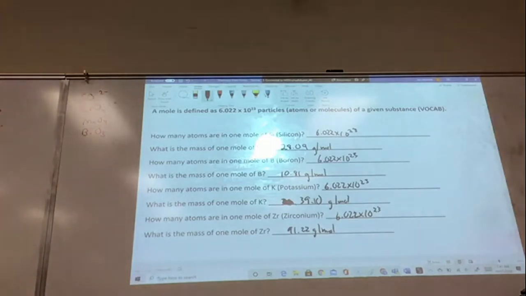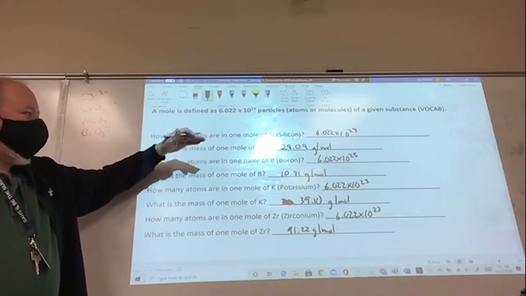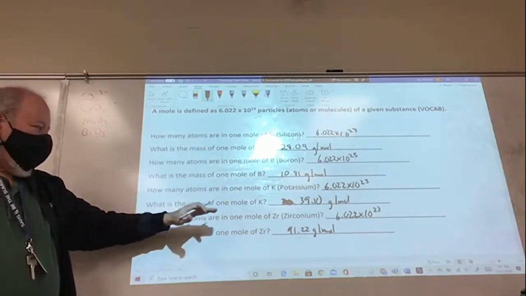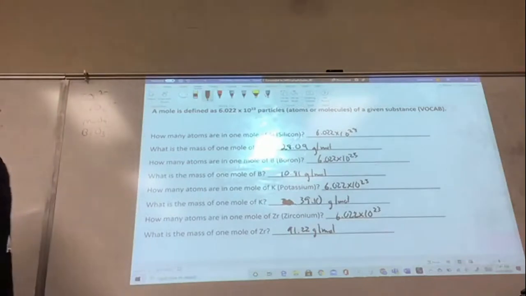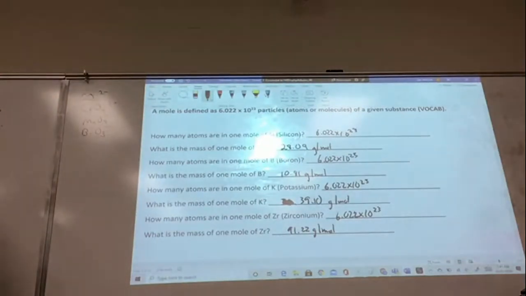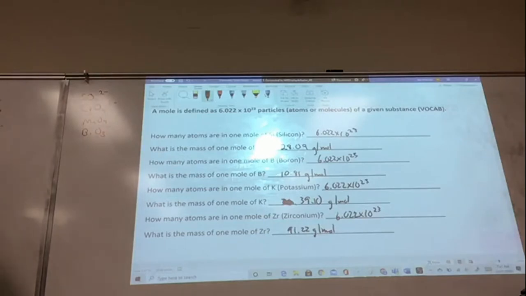Now, is there anyone that would not be able to figure out how many atoms are in one mole? It's pretty consistent, right? It's the same thing every time. I have this many atoms in one mole, this many atoms in one mole, but the masses of one mole are different. So in order for me to figure out how much mass I'm going to need to use in the laboratory, I have to go to the periodic table, find out what the atomic mass is, and then say, by the way, that's also the mass in grams in one mole.